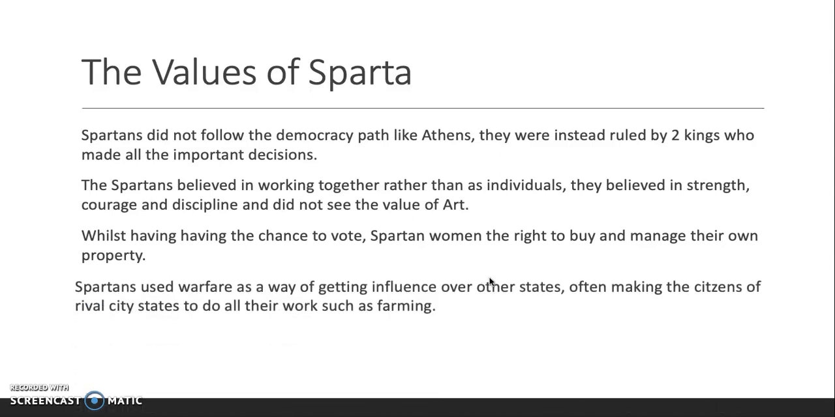Spartans often used warfare as a way of getting influence over other states, often making the citizens of rival city-states do all their work, such as farming, and then allowing the men to focus on their own training as soldiers and armies.